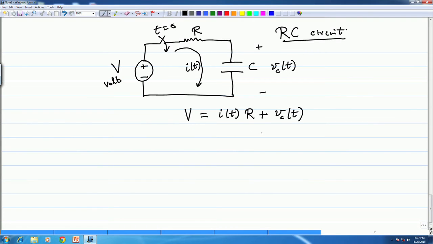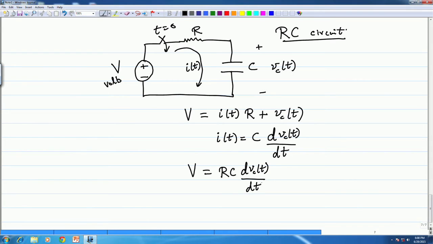So, now there are other equations relating I of t and Vc of t. What is that? That is the current through the capacitance. We know that I of t is C times d Vc of t by dt, the derivative of the voltage. Okay. So, now if you plug that back in, you get V equals R C d Vc of t by dt plus Vc of t. Now, this is an example of a differential equation.